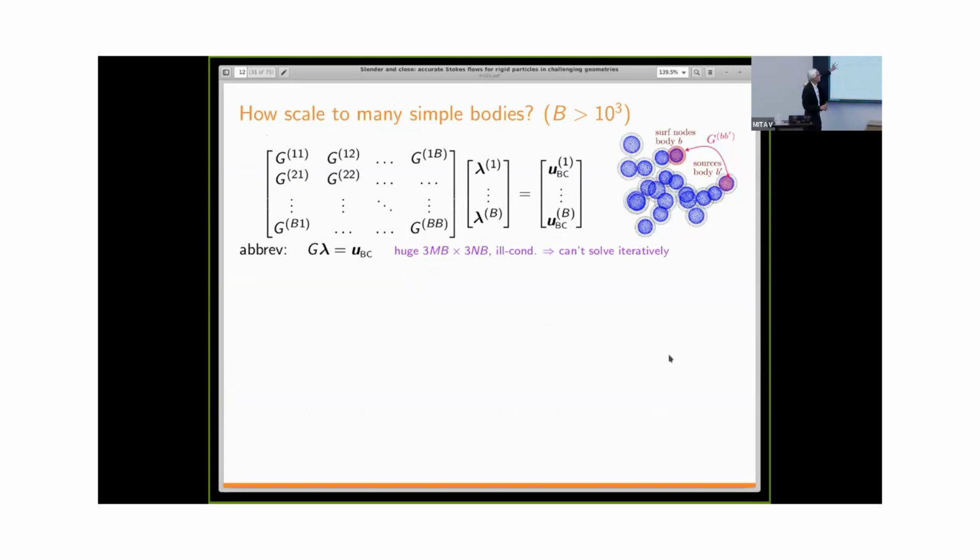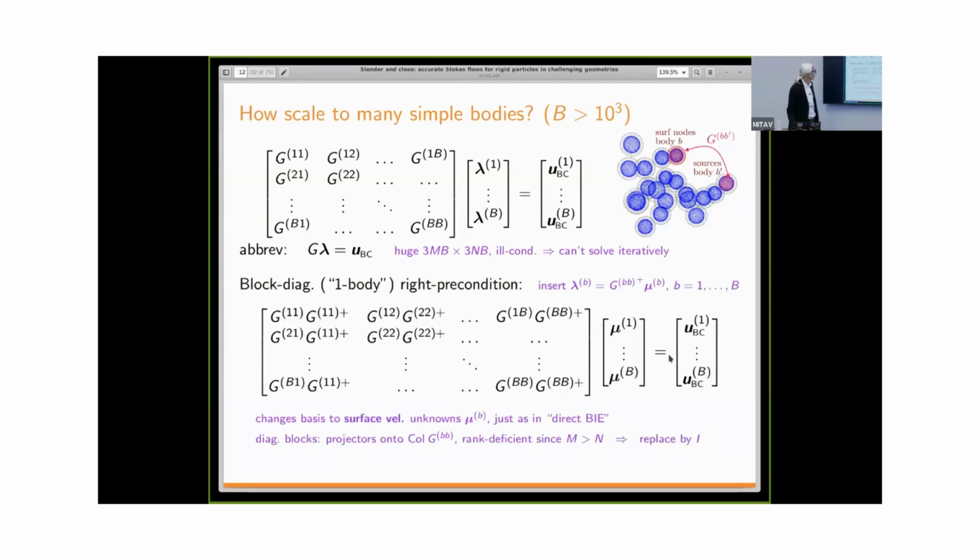So what happens if you have a lot of spheres? Well, remember, G was the interaction of the sources to the collocation points. Now it's between one body, B prime, and another body, B. So you have all of those interactions acting on a whole bunch of unknown source strength vectors, giving you all of the boundary data. This is huge, it's way too big to even form, and you can't solve it iteratively anyway. So what hope do you have? Well, you can precondition by solving each body. You can factorize in the way I just described each body individually, and then use that to change bases. That's what right preconditioning means, changing bases.